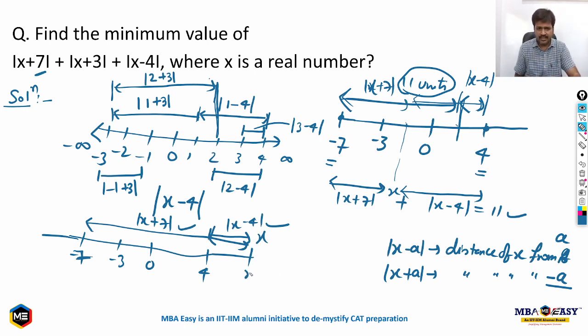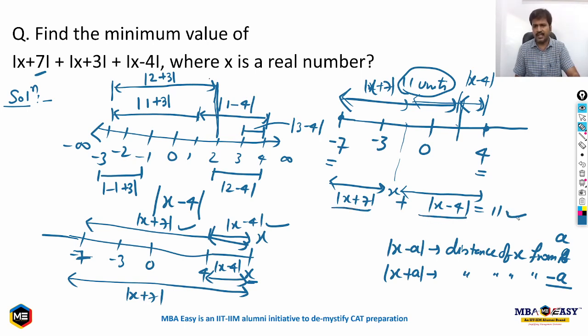You have selected your x here. See, this distance is mod of x plus 7, and this distance is mod of x minus 4. तो यहां से यहां का डिस्टेंस ही 11 से ज्यादा है ना, बिकॉज 4 से -7 का डिस्टेंस 11, x से -7 का डिस्टेंस 11 से ज्यादा है और प्लस ये भी डिस्टेंस है, तो दोनों को ऐड करेंगे तो 11 से ज्यादा हो जाएगा. Means that if I am selecting x between -7 and 4, mod of x plus 7 plus mod of x minus 4 is giving me 11.